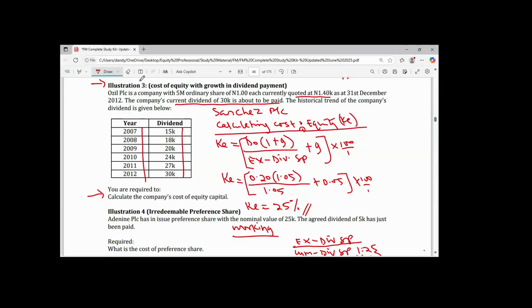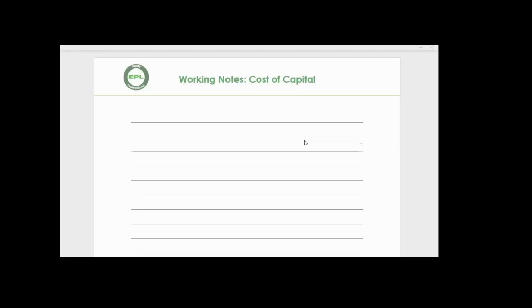So let me switch to the working notes, because I need a bigger space. I will stop sharing this and move to the working notes. Okay. Let me know if you can see my working notes. Can you? Yes, sir. Okay, then.